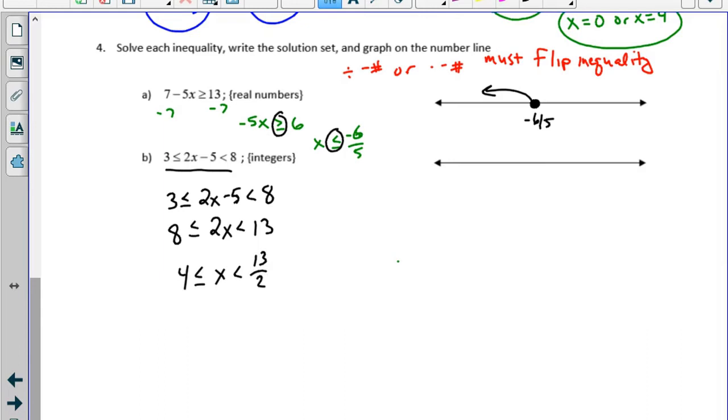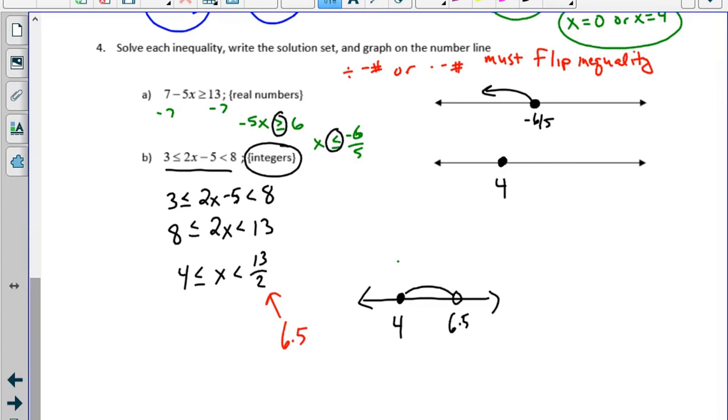Now 13 halves, note, is the same thing as 6.5. So if I were putting this on a number line, x must be between 4 and 6.5, or 13 halves. Notice that the 6.5 is an open circle. However, this problem is restricted to the integers, so I'm not actually putting that graph on my final answer.